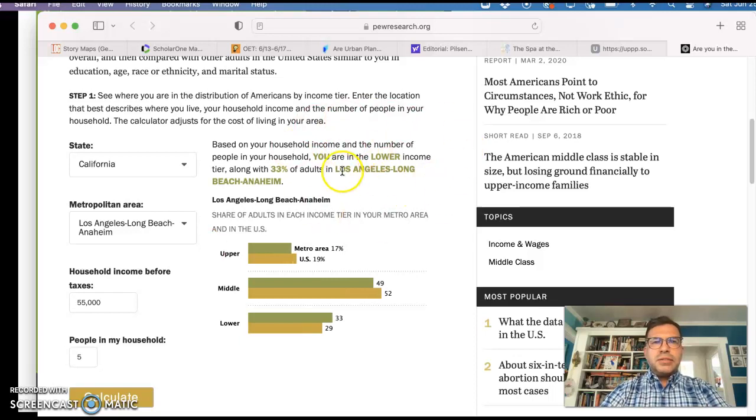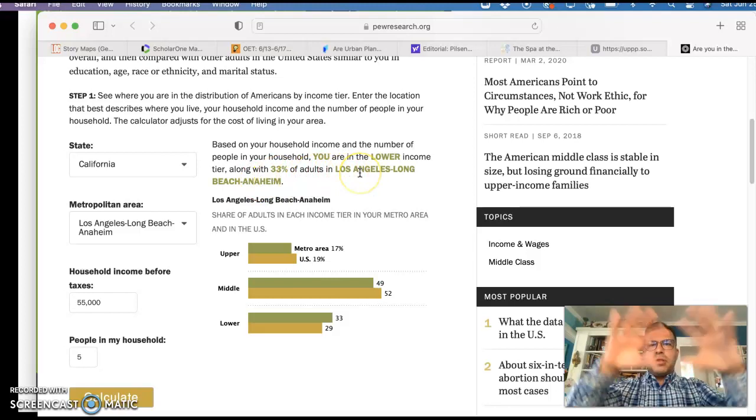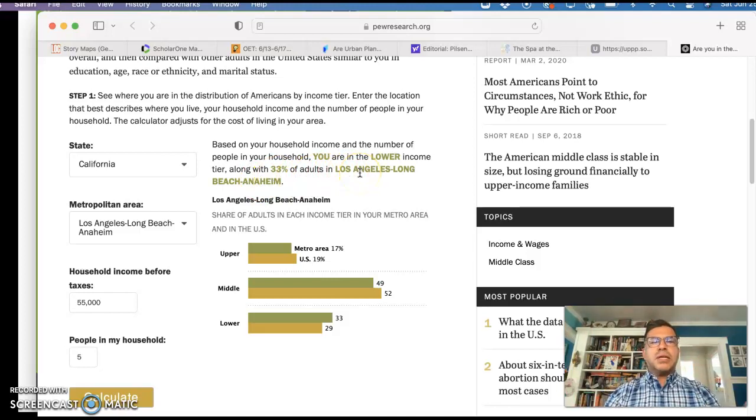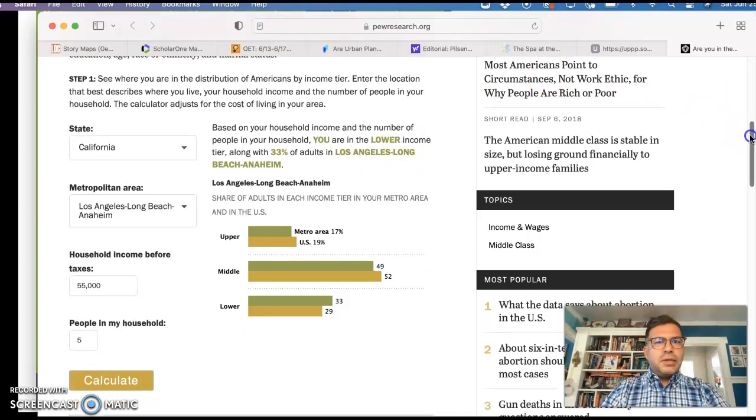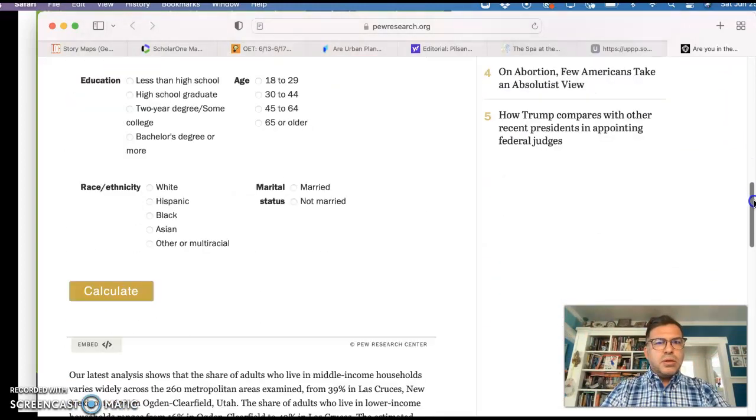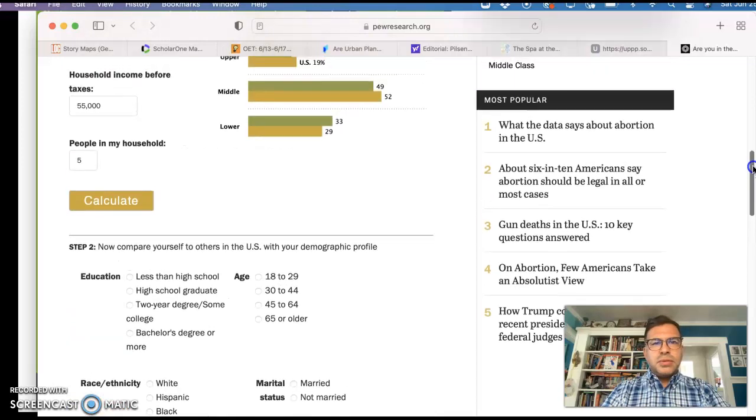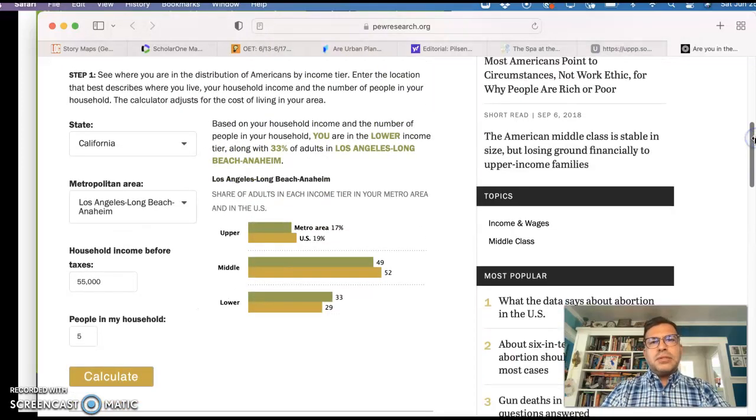Based on this calculation, it says you are in the lower income tier, along with 33% of adults in the metro area, which is LA, Long Beach, Anaheim. Metro means a large geographic area. You could go ahead and go below and add some more information if you want to do that. But that is essentially a way to know your economic class background.